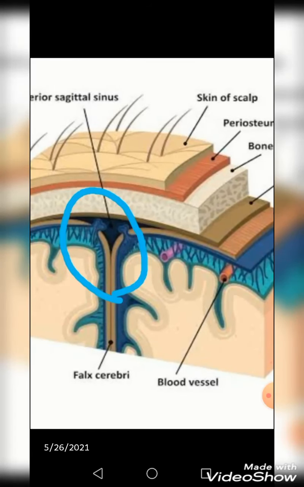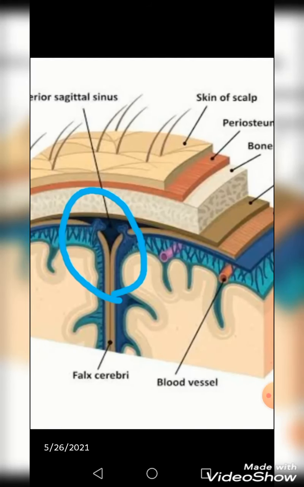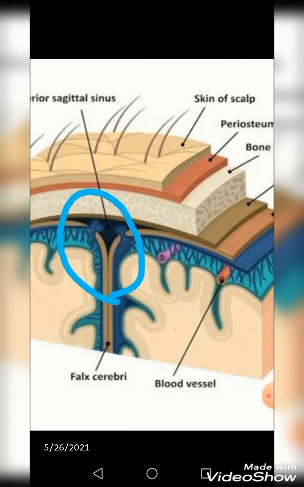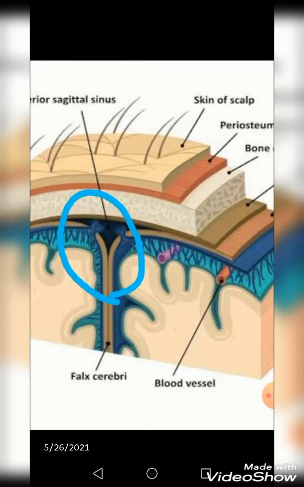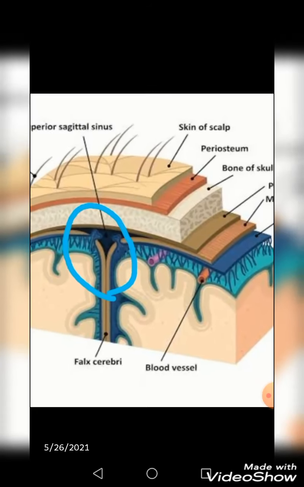What is the function of these? They have to absorb the CSF into the blood of the venous sinuses. So they are the site for absorption of CSF, right? It must be clear now.